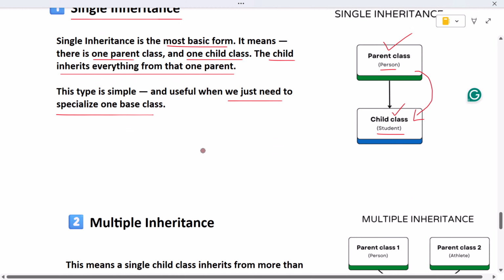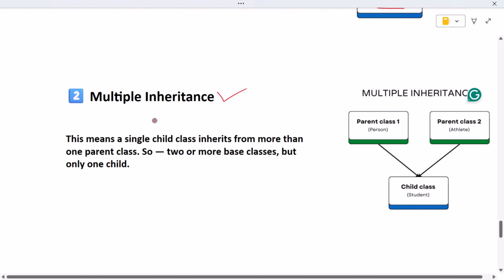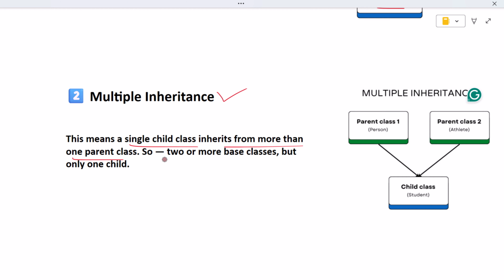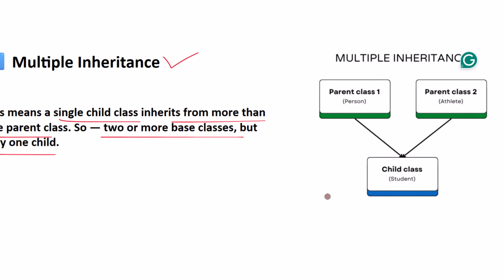Now let's talk about multiple inheritance. This means a single child class inherits from more than one parent class. So 2 or more base classes but only one child. Look at the diagram now.